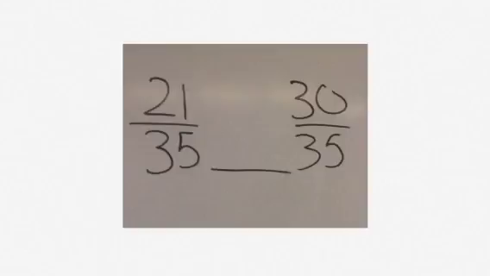Now that you have 21 35ths and 30 35ths, you can now compare the fractions. As you can see, 21 is smaller than 30, and you get 21 35ths is less than 30 35ths.